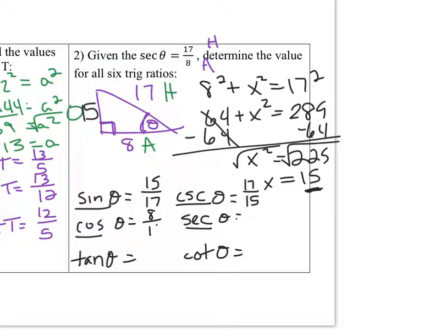Cosine is adjacent over hypotenuse, so secant is that. Tangent is opposite over adjacent, so cotangent is that.